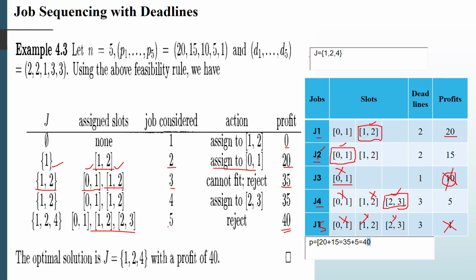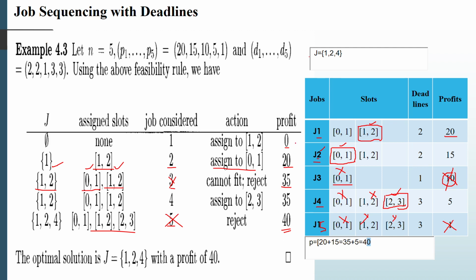Reject means what? You are not considering that particular job here. This job also you have not considered, and this job also you have not considered, because you do not get a slot for these 2 jobs to complete here. Okay, and these are the slots and these are the jobs which you included, and after completing, the profit you got, that you add up.